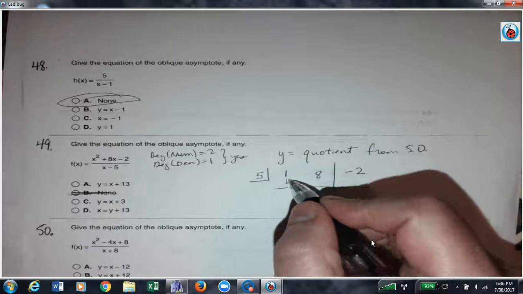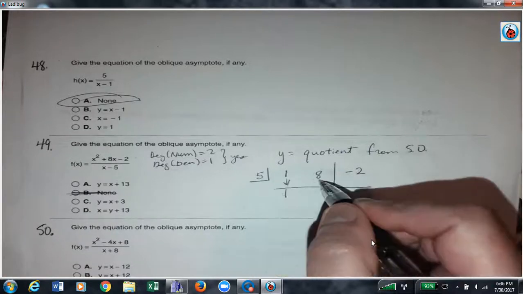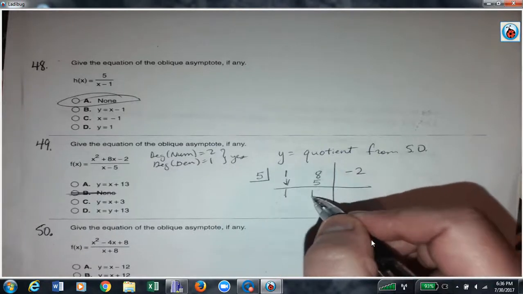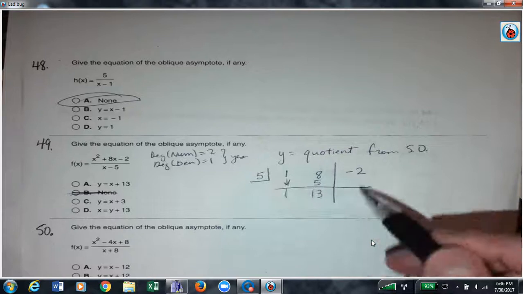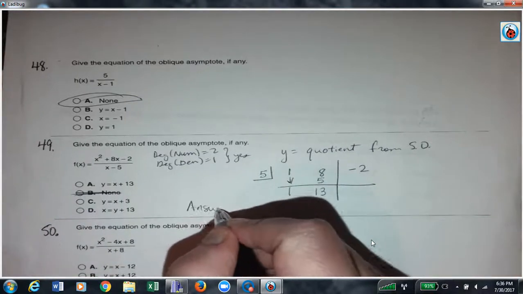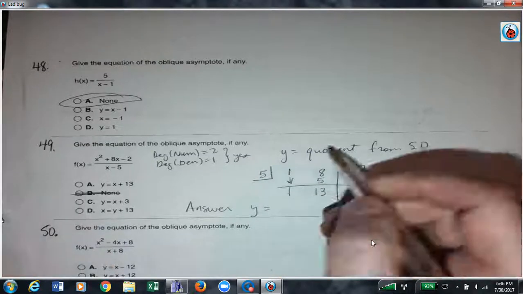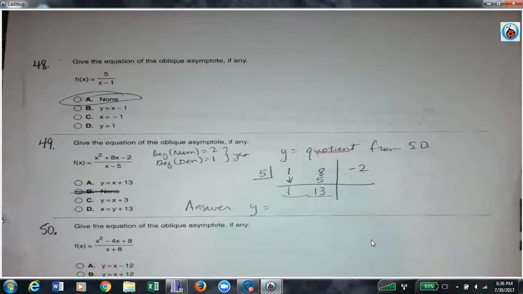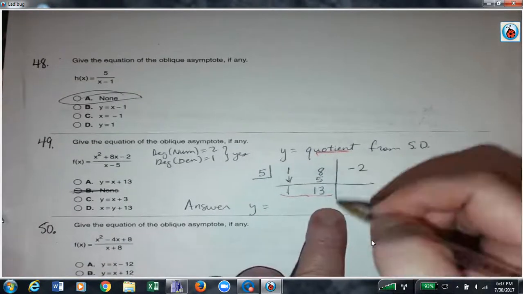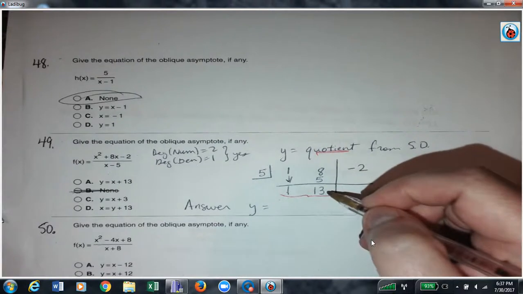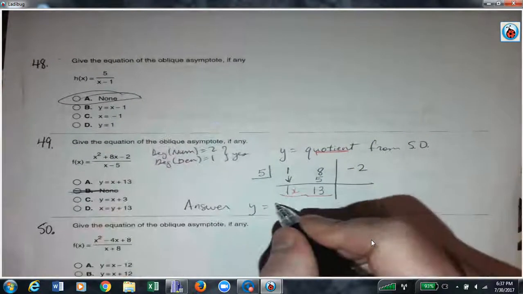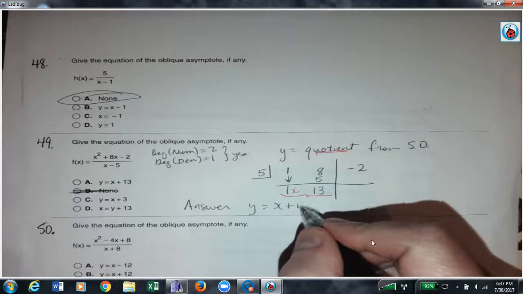And so 1 times 5 is 5, and 8 plus 5 is 13. I don't even need to finish this because my answer is going to be y equals the quotient. The quotient is that part where this line is. That is the constant, and that is x. So I'll have 1 times x plus 13. That is my answer.